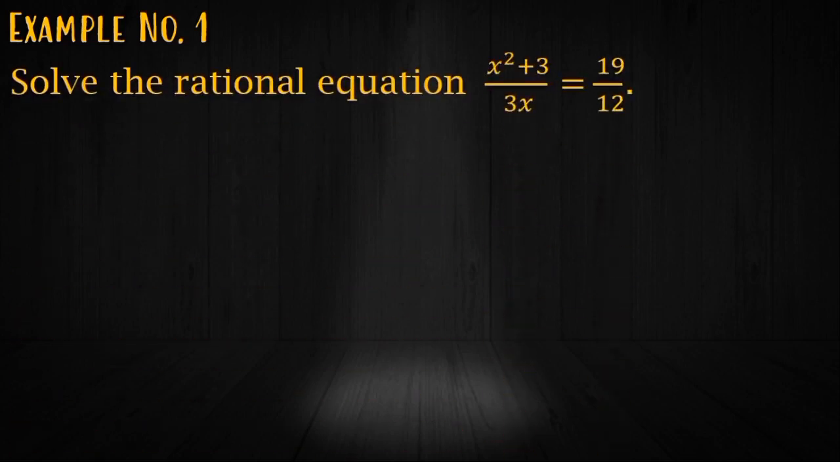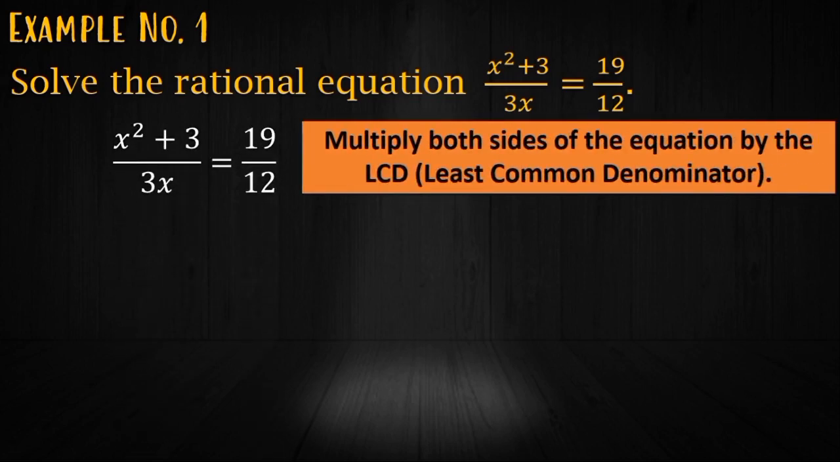Example number 1. Solve the rational equation x squared plus 3 all over 3x equals 19 over 12. To solve a rational algebraic equation, we must always rewrite the equation first and then multiply both sides of the equation by the LCD, or the least common denominator. I know you are all familiar with LCD since elementary, as we have been working with fractions.